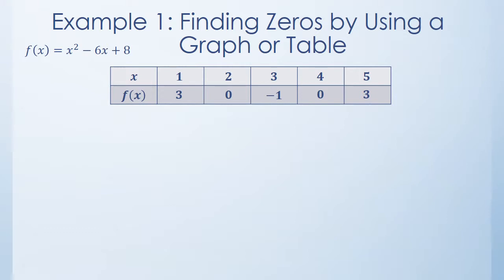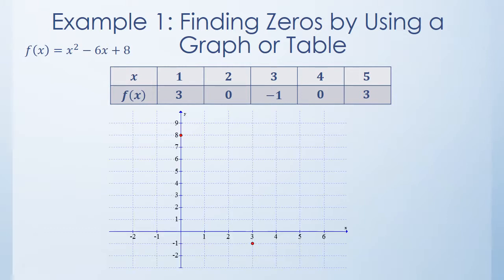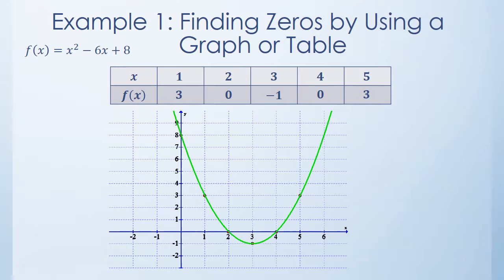Okay. We can graph the known points from before. So we had our y-intercept here and our vertex here. And then we use the table to get other points, so we plot those on our graph. And then we graph it. We know what our graph is.